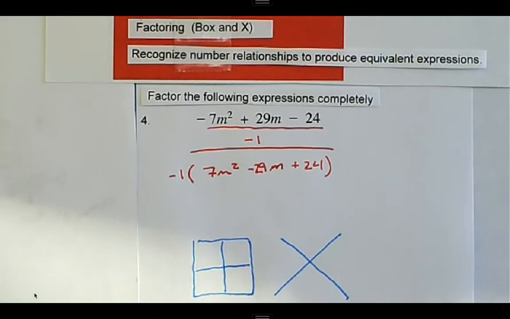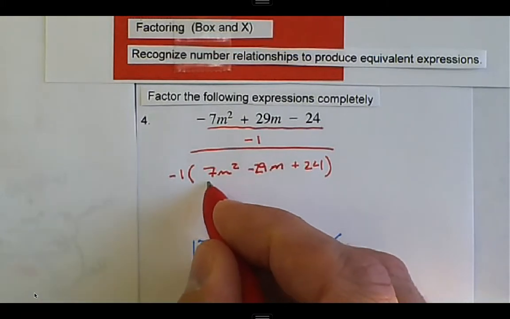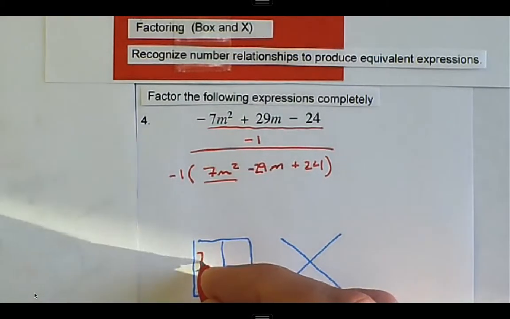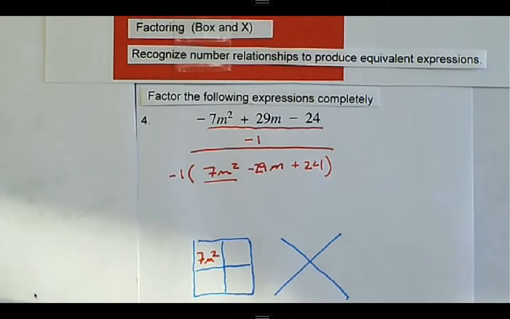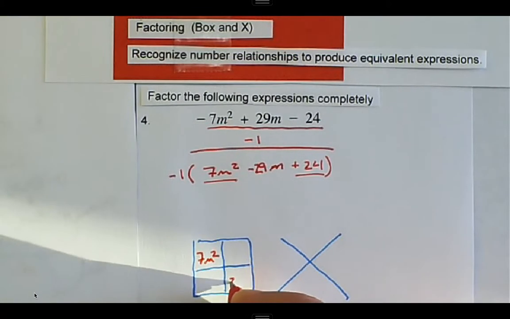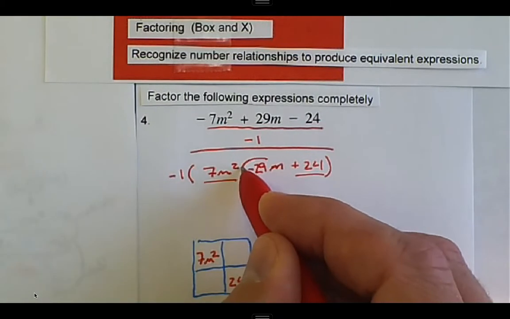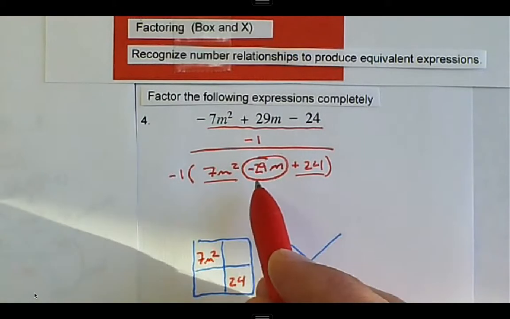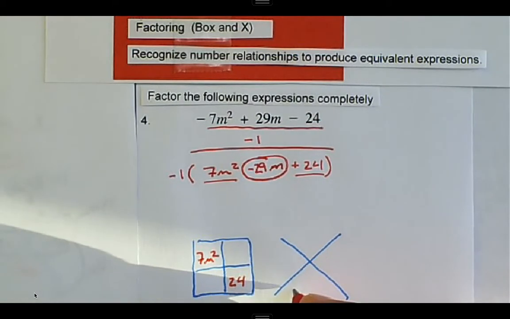Three of the boxes we're going to fill up right from the get-go. So the a term, the 7m squared, is going to go in the first box. And the constant or the c term is going to go in the last box. And then the -29m is going to go in the bottom of the X. So those are numbers that we just put in automatically. They go in those spaces.